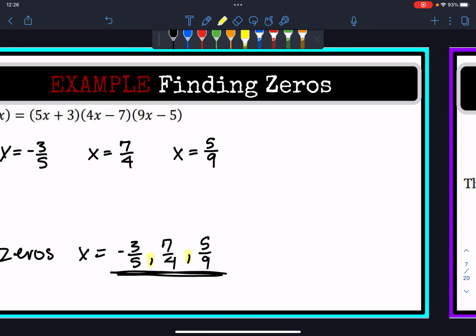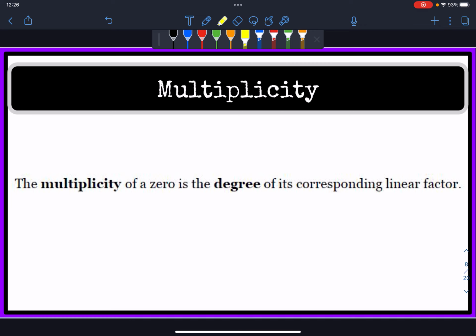Now, let's move on and discuss multiplicity. The multiplicity of a zero is the degree of its corresponding linear factor, which simply means the number of times x is going to equal this value. In other words, how many solutions this polynomial equation has.